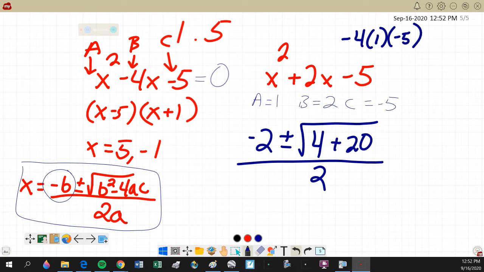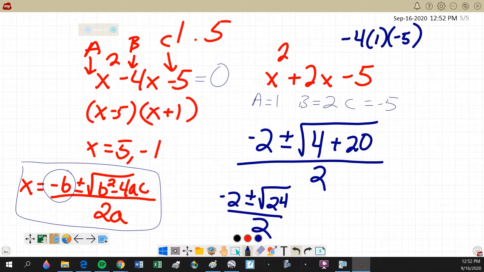Okay. So that's negative 2 plus or minus the square root of 24 over 2. Okay. Well, how do we enter that into ALEKS?